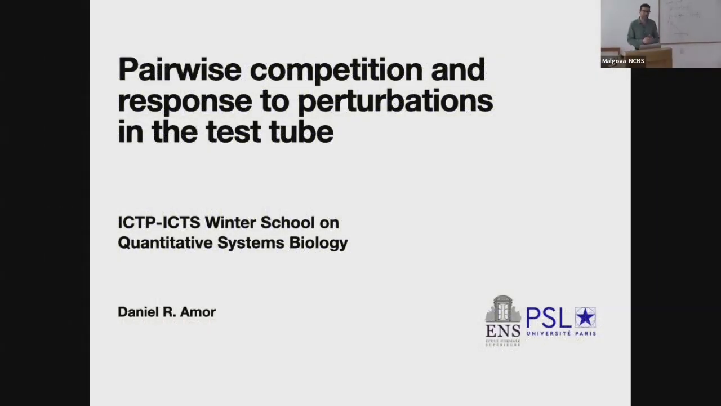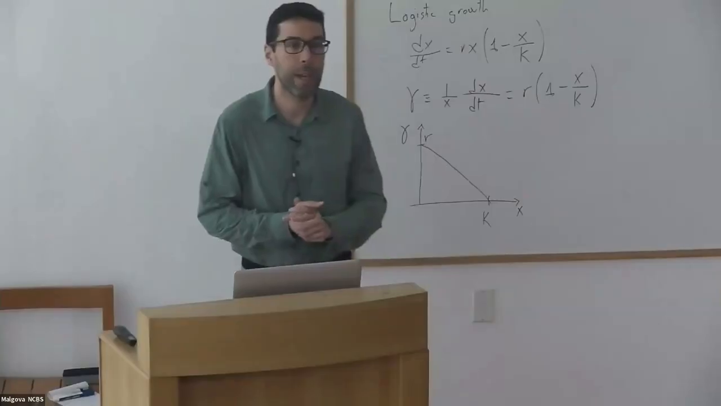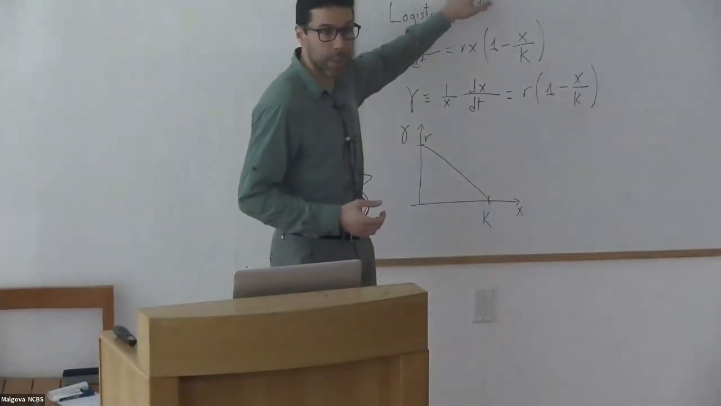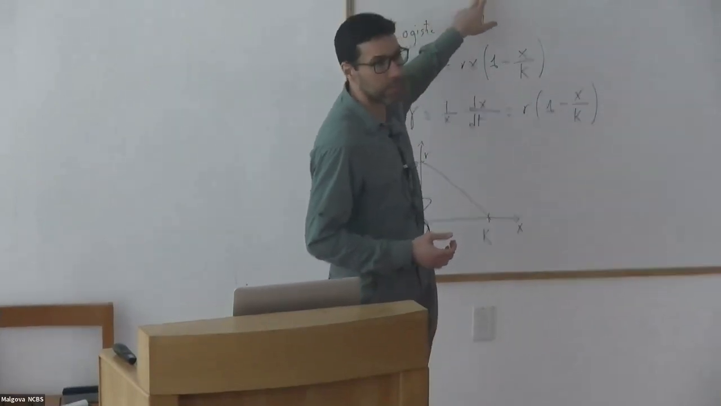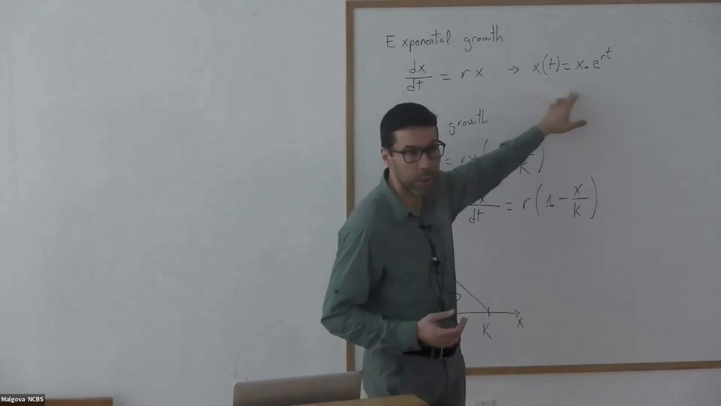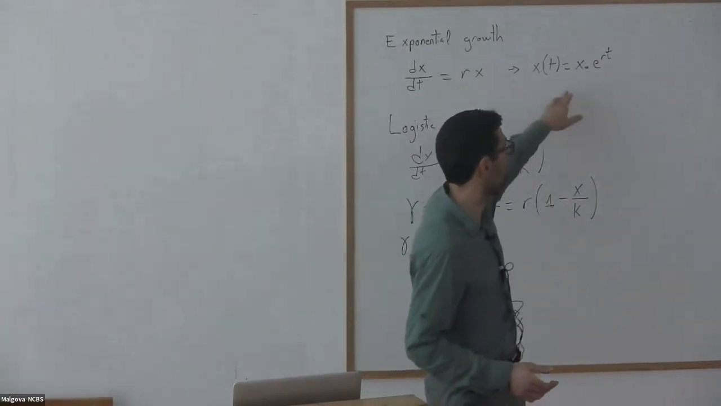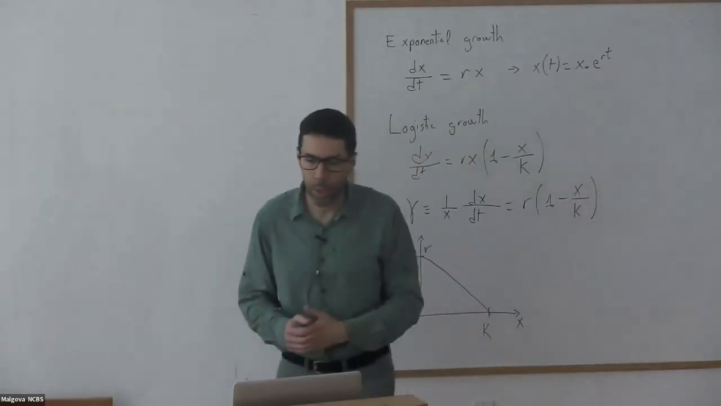Hello. I'll start just by reminding a little bit what we saw yesterday. We saw that the minimal model for population growth is exponential growth, and this happens when the growth is proportional to the abundance or the density of the population. In this case, if the growth is a constant multiplied by the abundance, then the solution for the system is an exponential function.